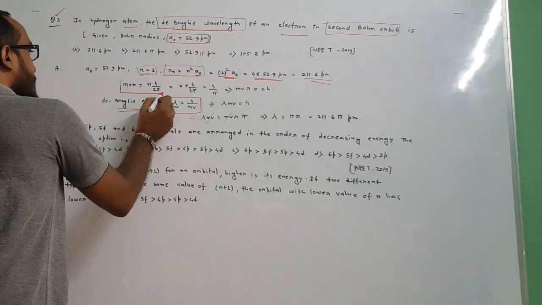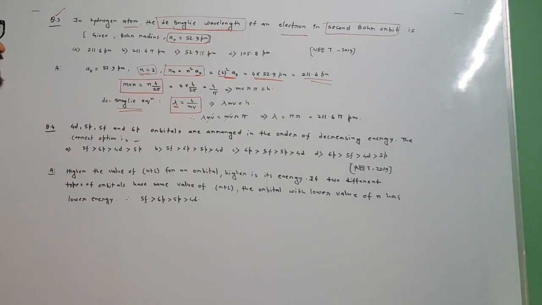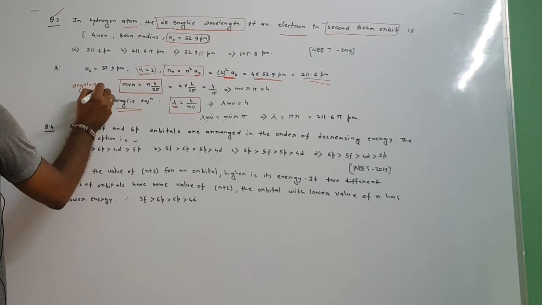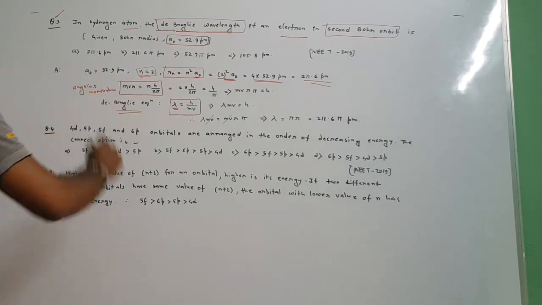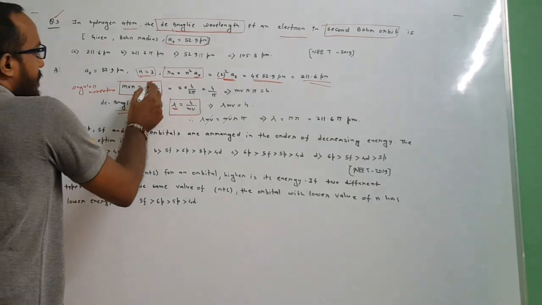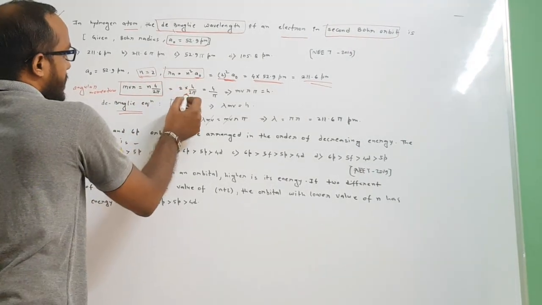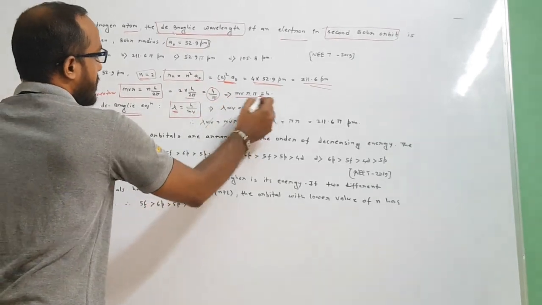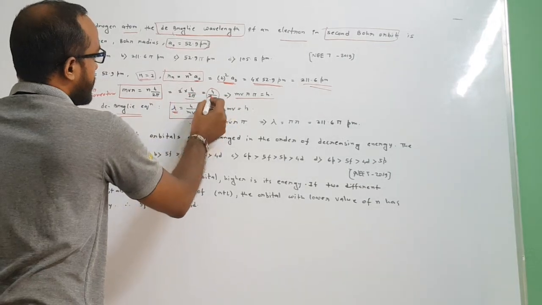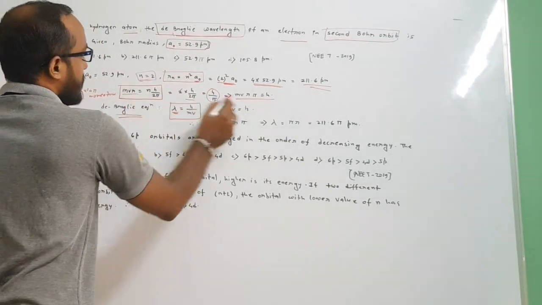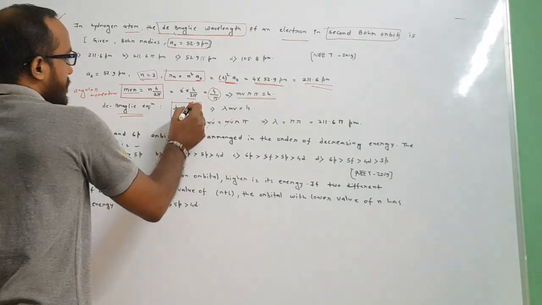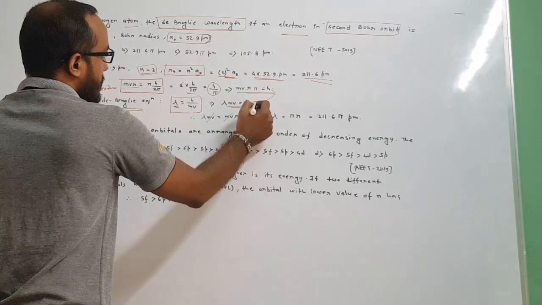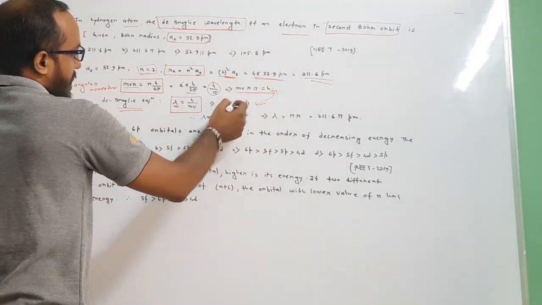Now we know that in any orbit, angular momentum is nh by 2 pi. So from here we can say that n is 2, so 2h by 2 pi, that is h by pi, so mvr equals h by pi, that is h equals mvr into pi. Or otherwise you can say that mv into lambda is equal to h. Now equate these two things, that is h equals mvr pi and lambda mv.